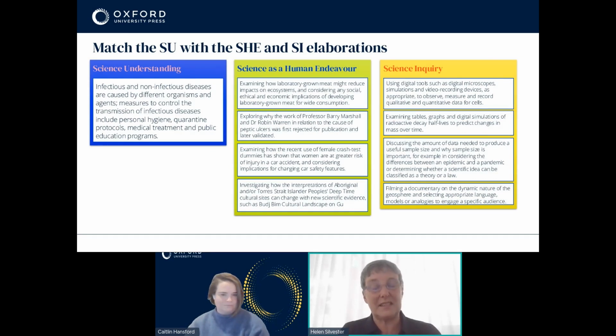And you can see that's the whole point of the Victorian curriculum, to interlink that science understanding, science as a human endeavour, and science inquiry. Please don't just tack it on separately, intertwine all 3 strands together. That's the purpose behind them.